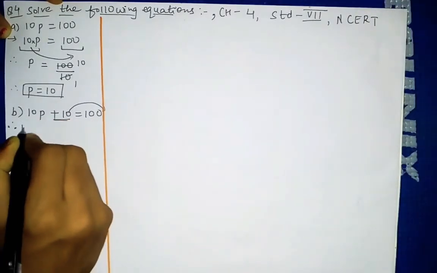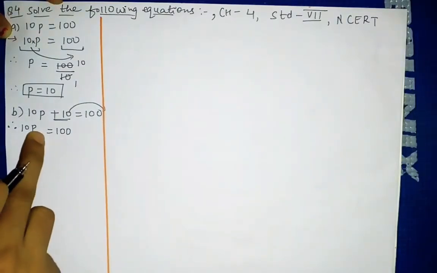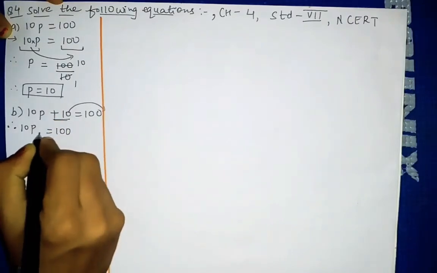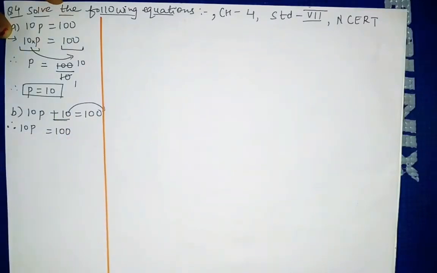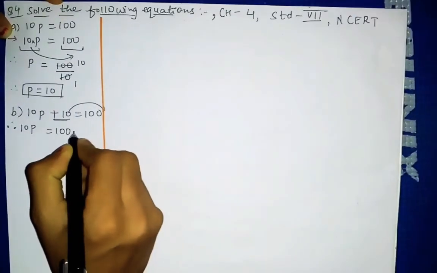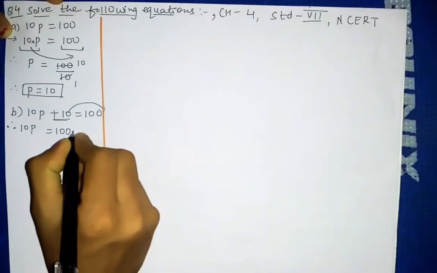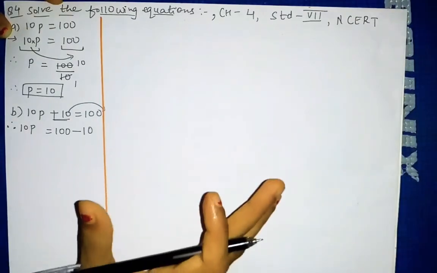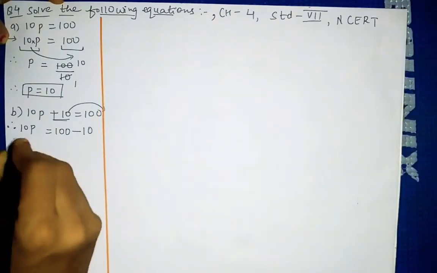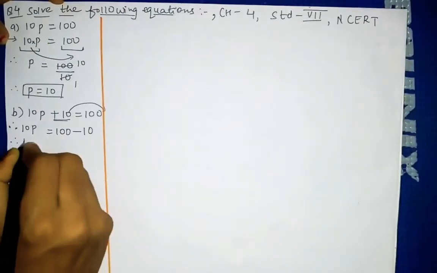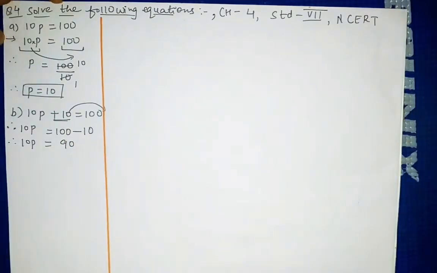Now here only 10p is left and this side 100 is there. Here plus 10 was there. Now I am taking this plus 10 to this side, and whenever we move a term from LHS to RHS, the sign also has to change. So here it is plus 10; when you keep it on this side, it will be minus 10. This way you can take terms from LHS to RHS, but the sign should be changed. Now here 10p, and on this side 100 minus 10 will be 90. So the first step is done.